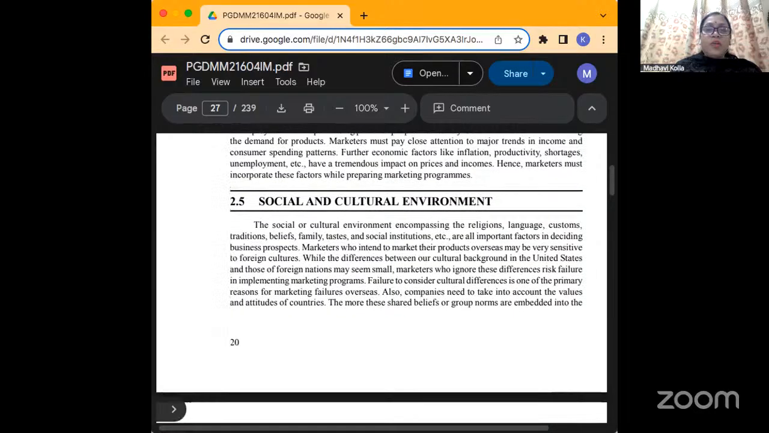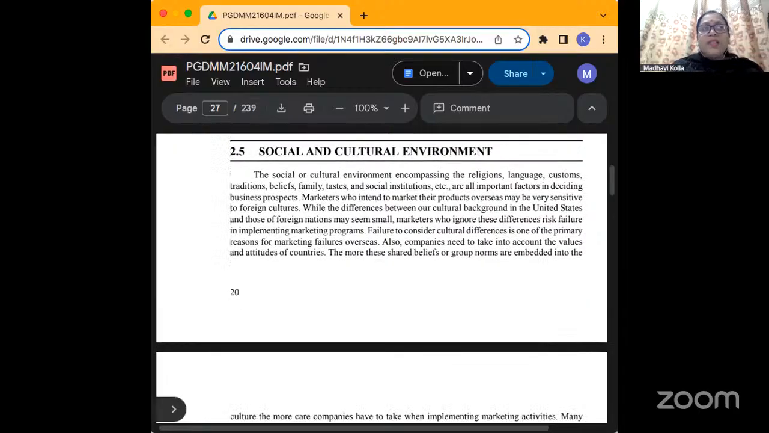So, the next thing we'll be talking about is the social and cultural environment. In a social or cultural environment, what are the factors that have to be considered? One would be religion, next would be language, customs, traditions, beliefs, family, taste, social institutions, etc. They all have a role to play in how a company, even after introducing their product, can ensure that there is sufficient sale of their products, goods or services.